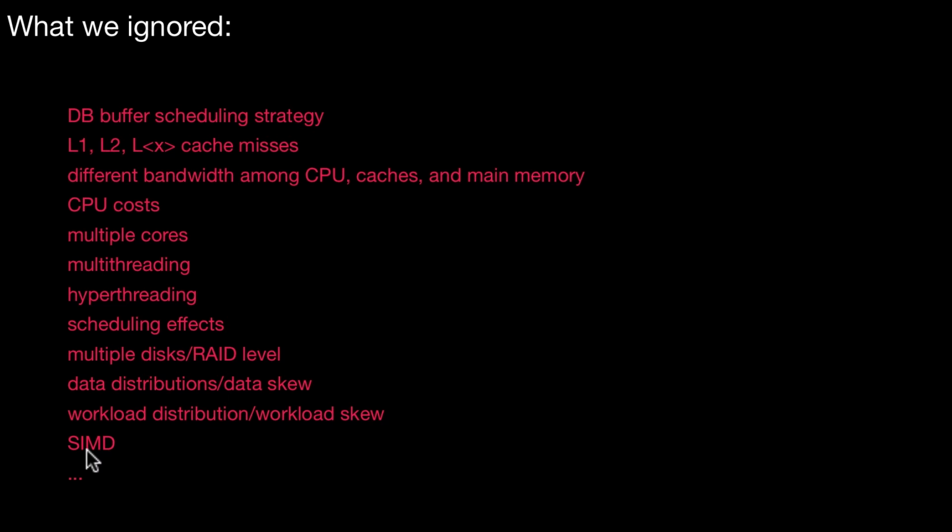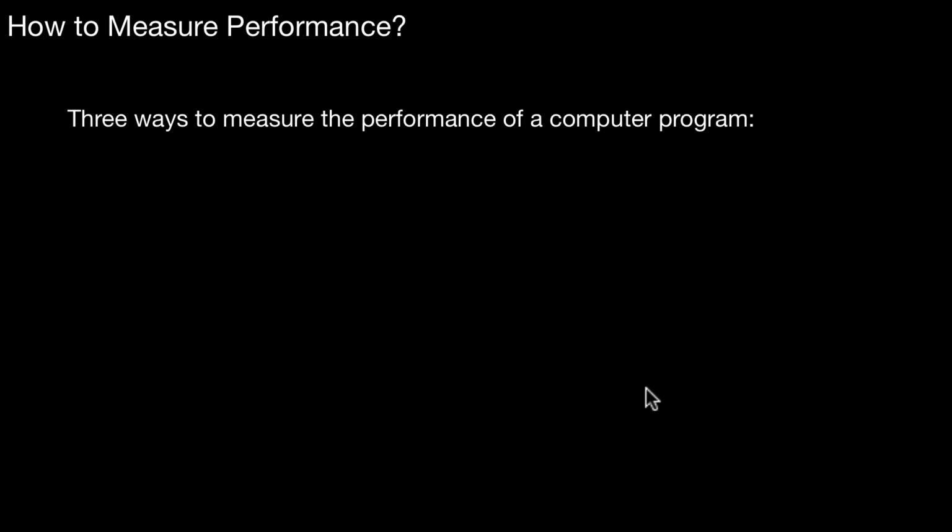So how do we approach that? So how do we measure performance? Well, the good news is there are actually only 3 ways to measure the performance of a computer program. And those are the 3 approaches. So the first is analytical modeling. So analytical modeling means you have some sort of analytical model and you try to reason about that.